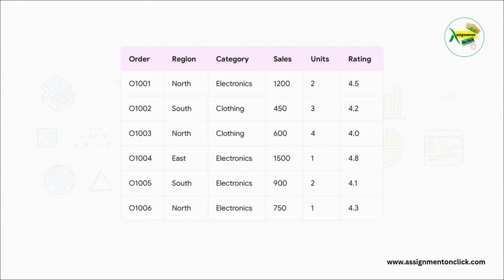North, south, north again, east, south, north. Plus, there are different product categories, sales amounts, units, and customer ratings all mixed in. Trying to make strategic decisions just by staring at this wall of numbers, good luck, right? It's really difficult. So we're going to group this by region and aggregate the sales, the units, and the ratings.